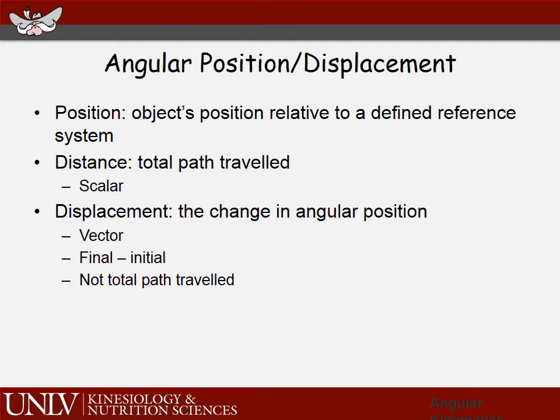But then you have the displacement, which is that change in angular position. Now this has directionality, so it's important to understand that counterclockwise and clockwise motion comes into play here. Therefore it's a vector. It's final minus initial. It's not the total path traveled. How does this play out?